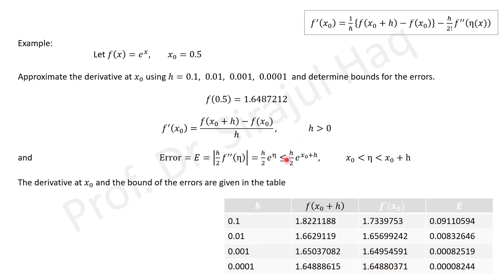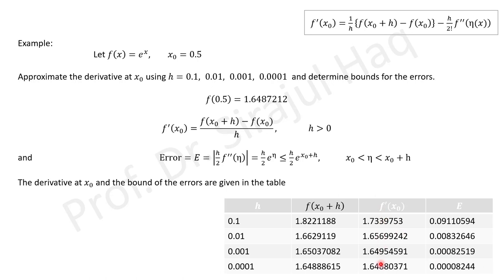And for the upper bound, replace h by 0.0001 and x naught by 0.5. This will be the upper bound of the error. If you look at this table now, when we decrease the step size, the upper bound of the error is decreasing. You are getting a more accurate answer.